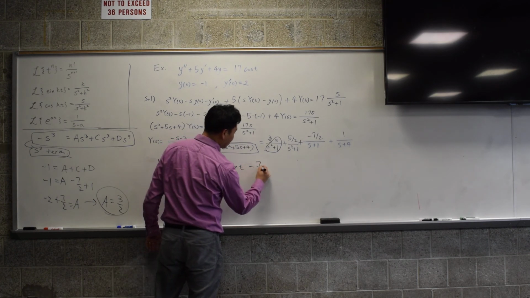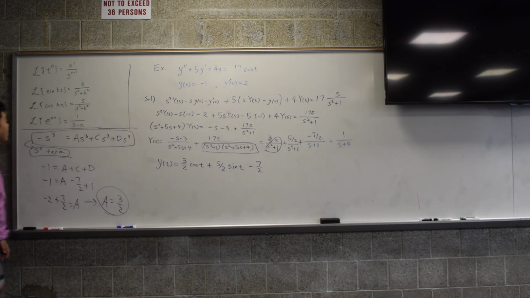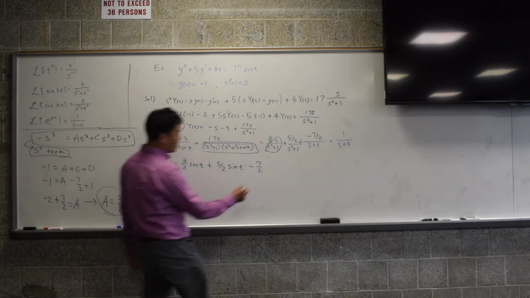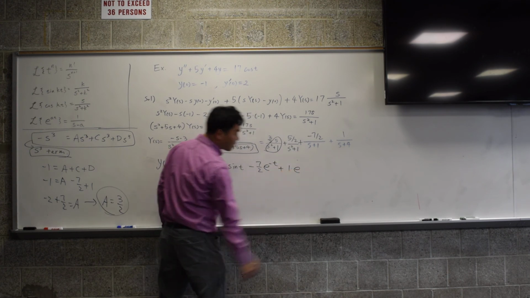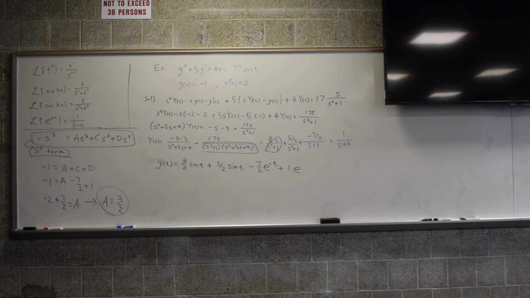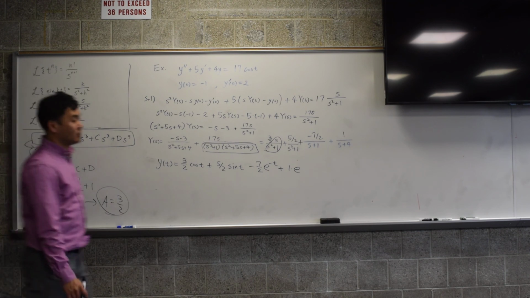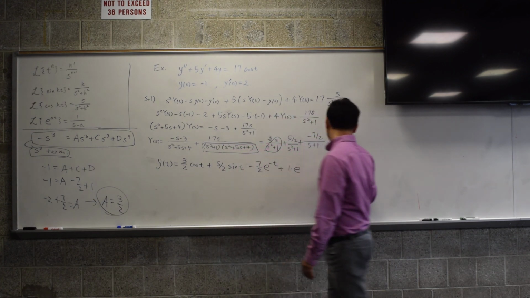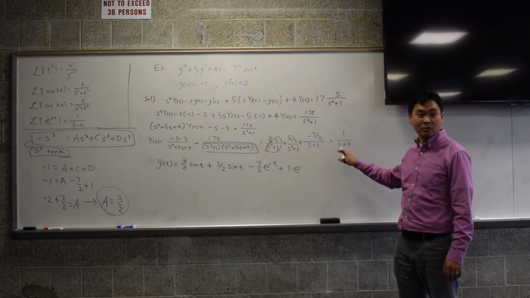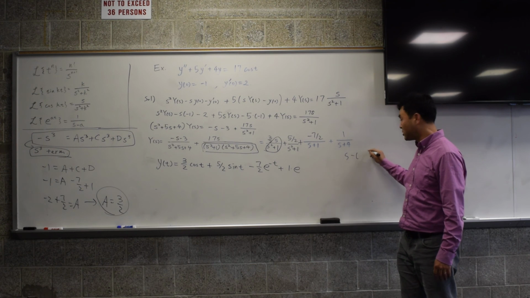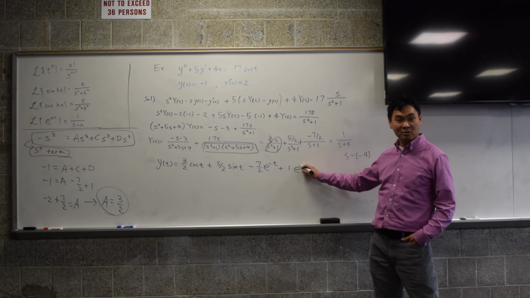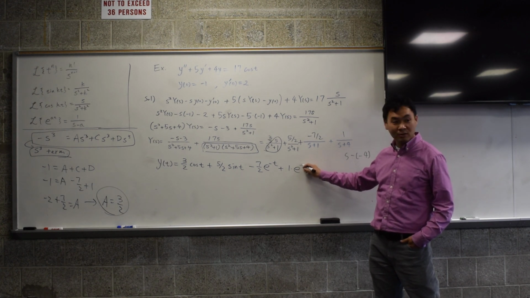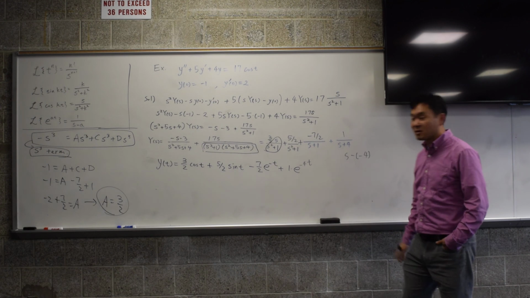And then minus 7 over 2. What gives you 1 over s plus 1? e to the negative t. And finally, 1 times e to the... it's s plus 4. So this is s plus 4 is s minus what? Negative 4. So what goes here? Negative 4t. And that's it. That's the answer.